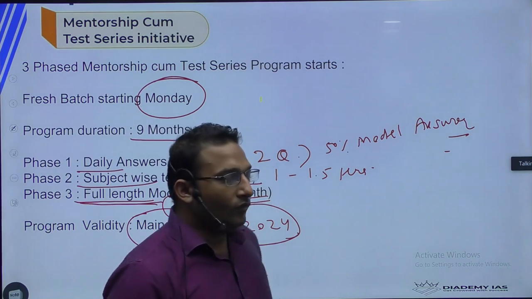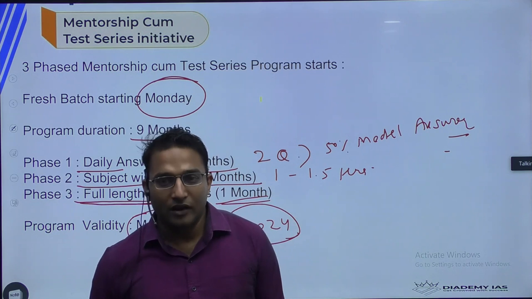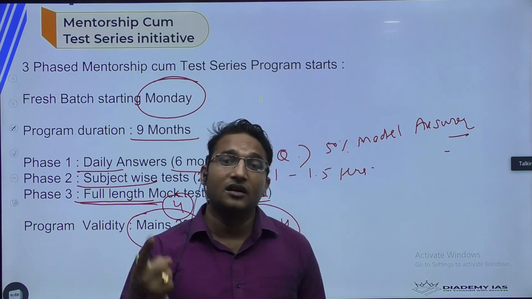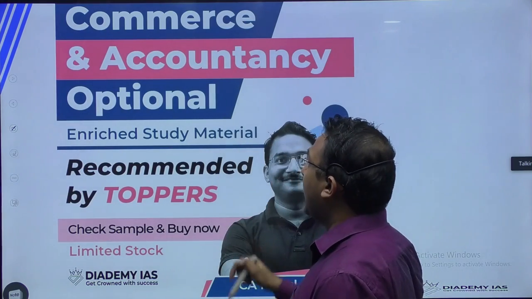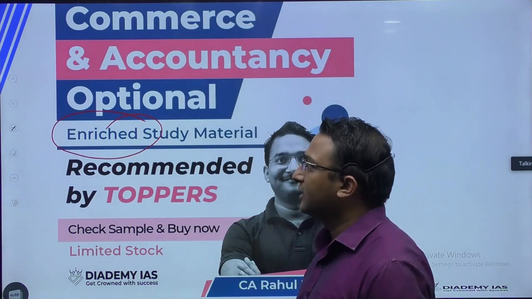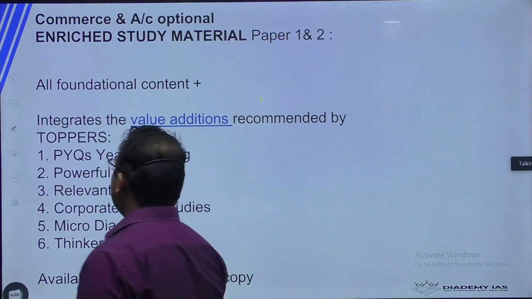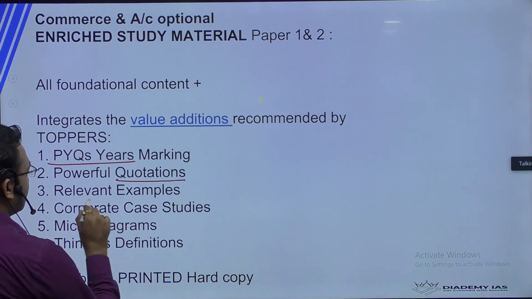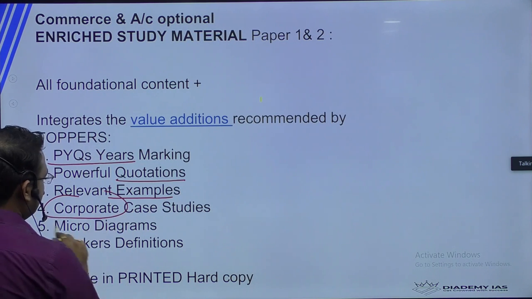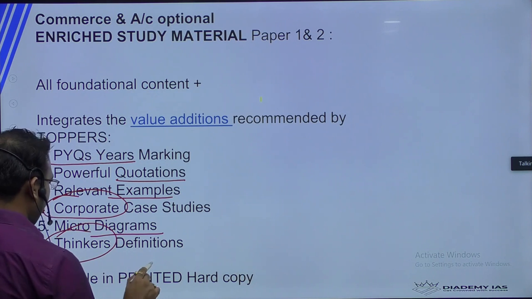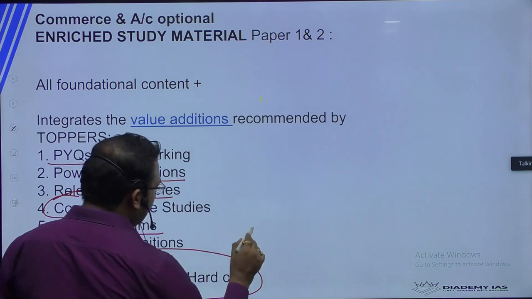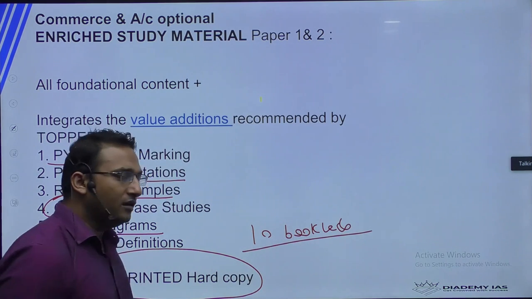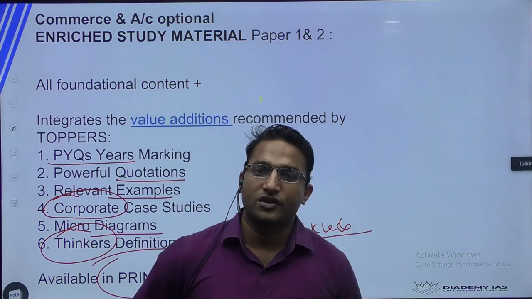And we have very good study material also coming up. In the study material, we will integrate everything. That is an additional thing, okay? So the enriched study material is a separate package. In it, we will integrate previous year question marking. We will mark every topic with the previous year question, give powerful quotations, examples, corporate case studies, micro diagrams, thinkers' definitions, and this will be available in printed hard copy. There will be a total of 10 booklets. And here we will also cover the answers to the important previous year questions, right?